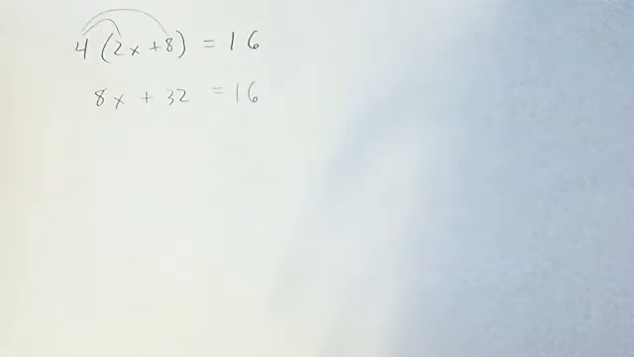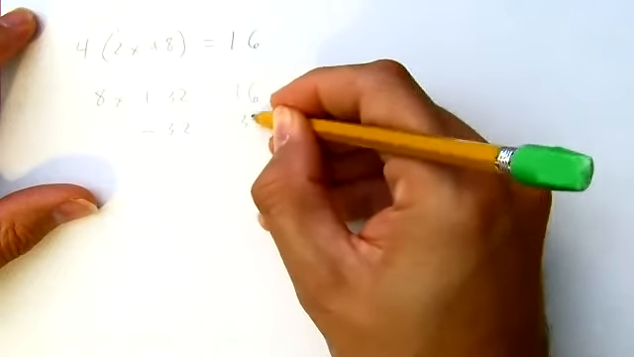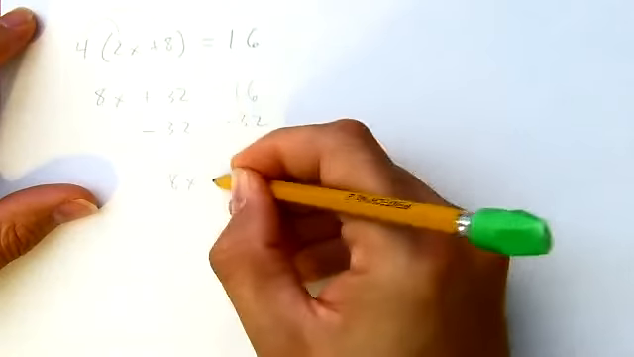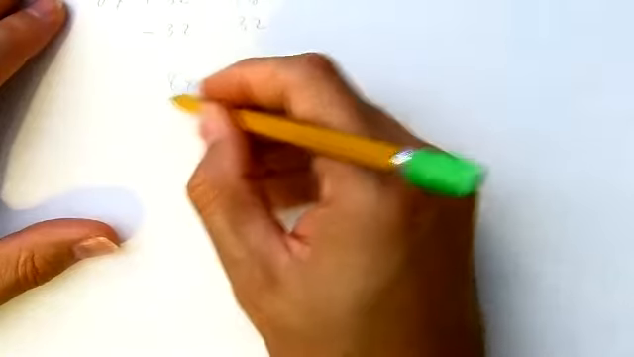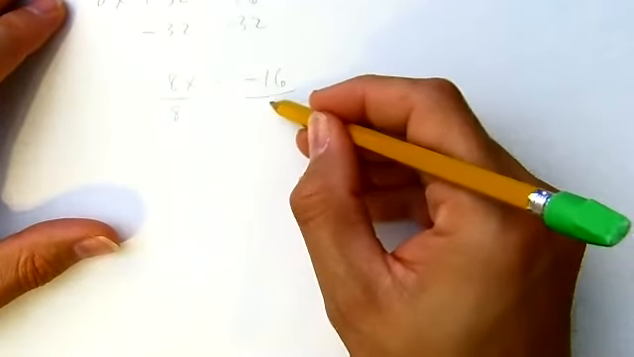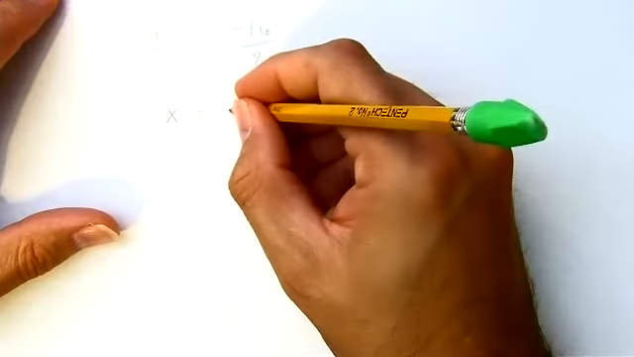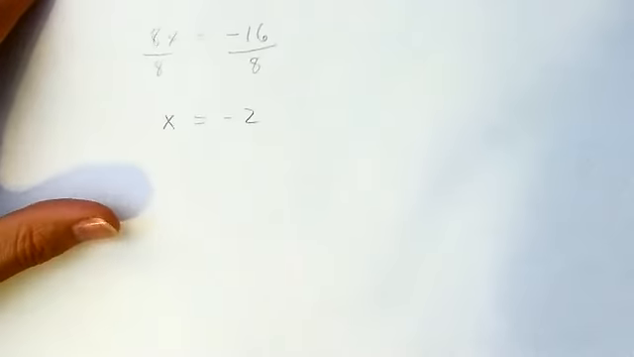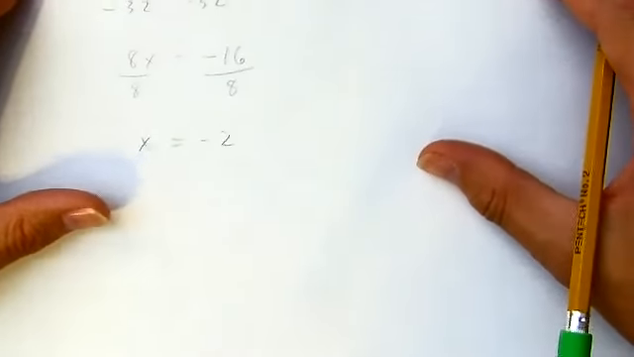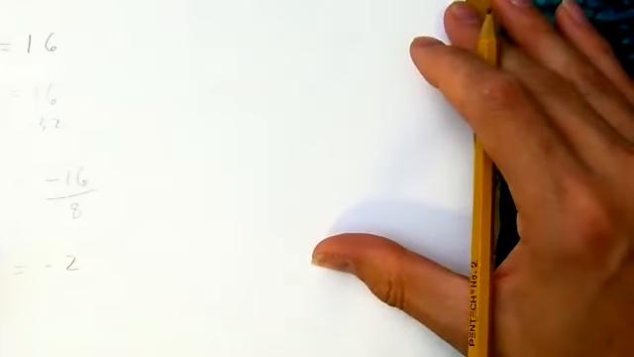Now we're right back to a two-step equation. Subtract your 32. 8x equals negative 16. Divide by 8. And I'm going kind of quick just for your notes' sake. Negative 2 is your answer. Because I'm just trying to make these videos as short as I can. If you need to stop and pause and replay, that's fine.